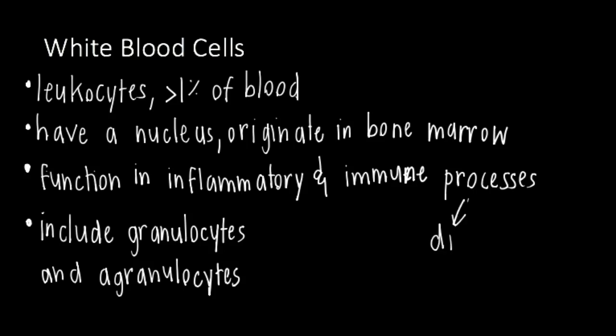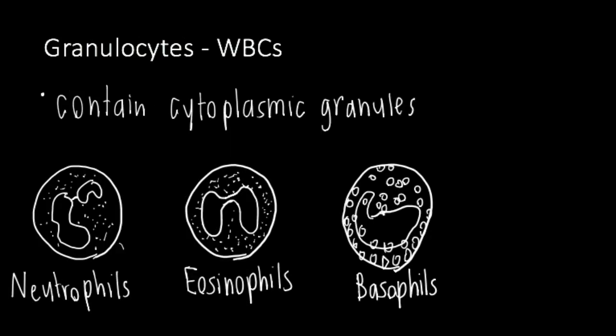a process called diapedesis. Diapedesis is the migration of leukocytes from the blood circulation site to the site of inflammation, and they include granulocytes and agranulocytes. So granulocytes contain cytoplasmic granules.